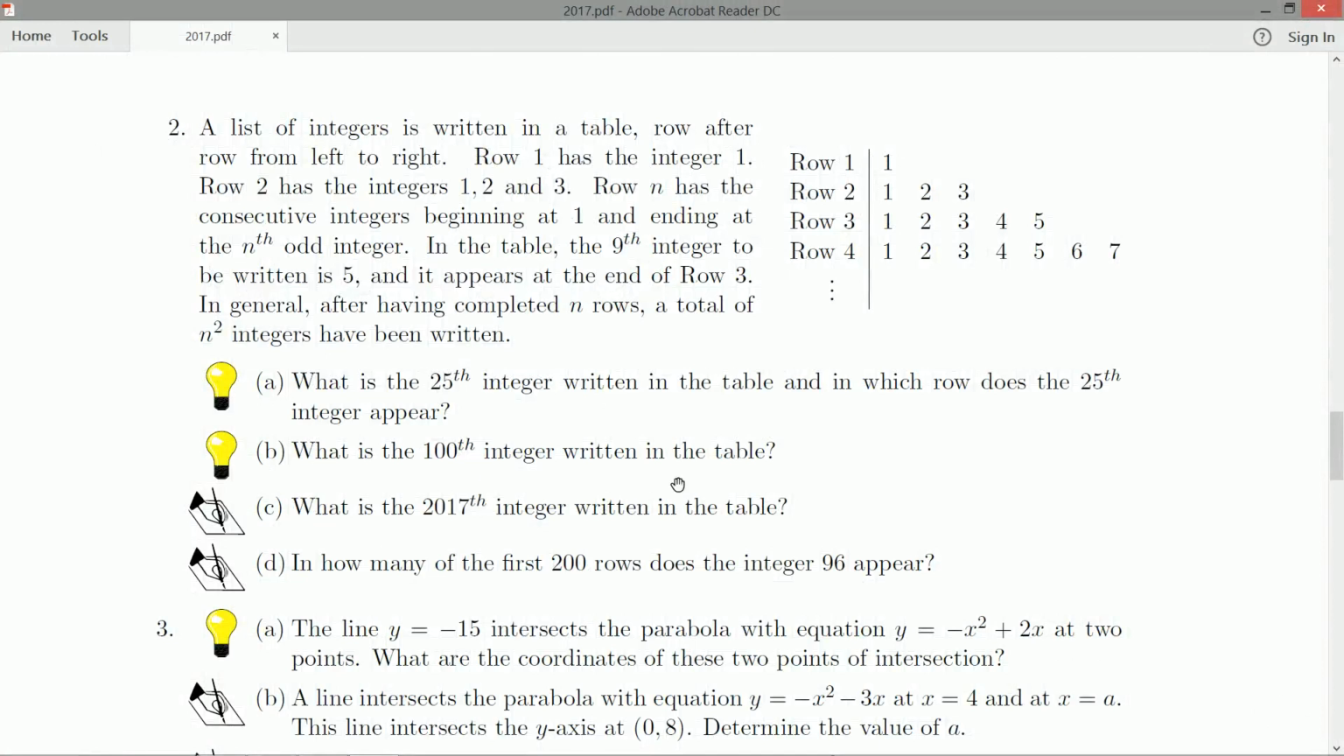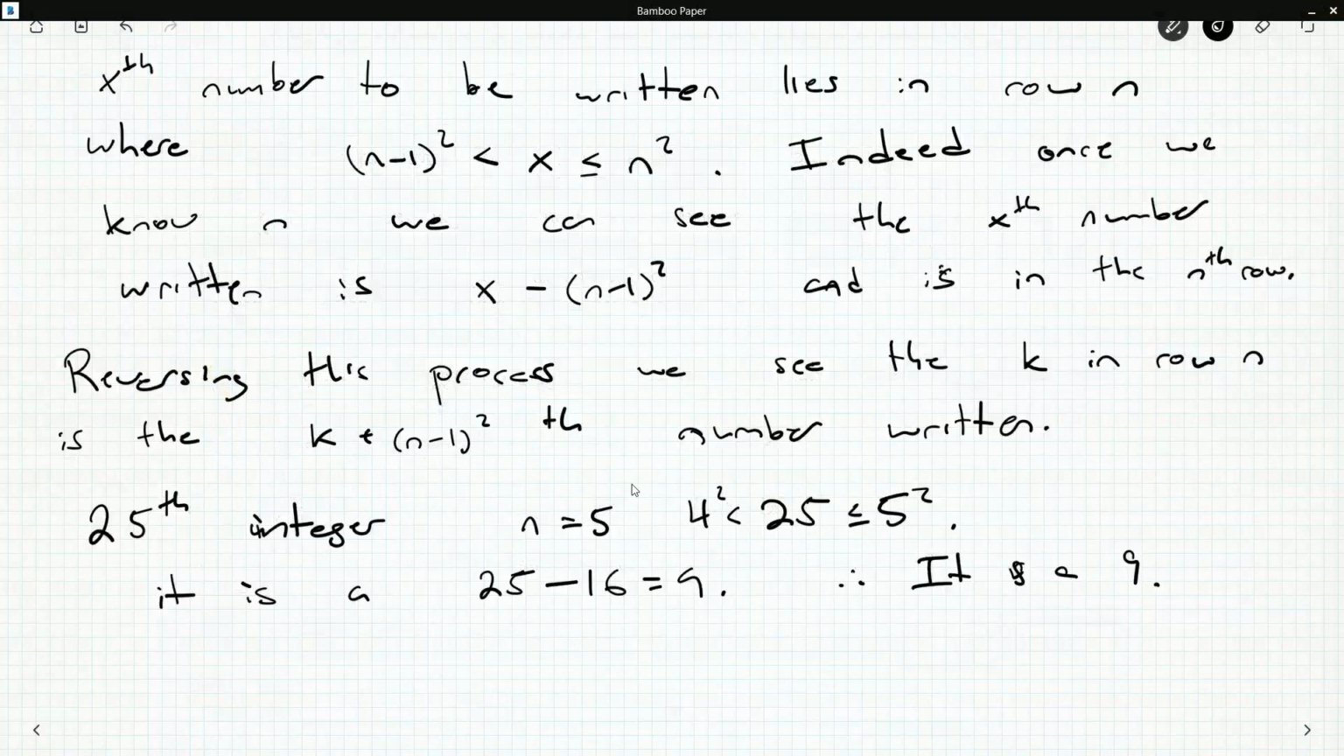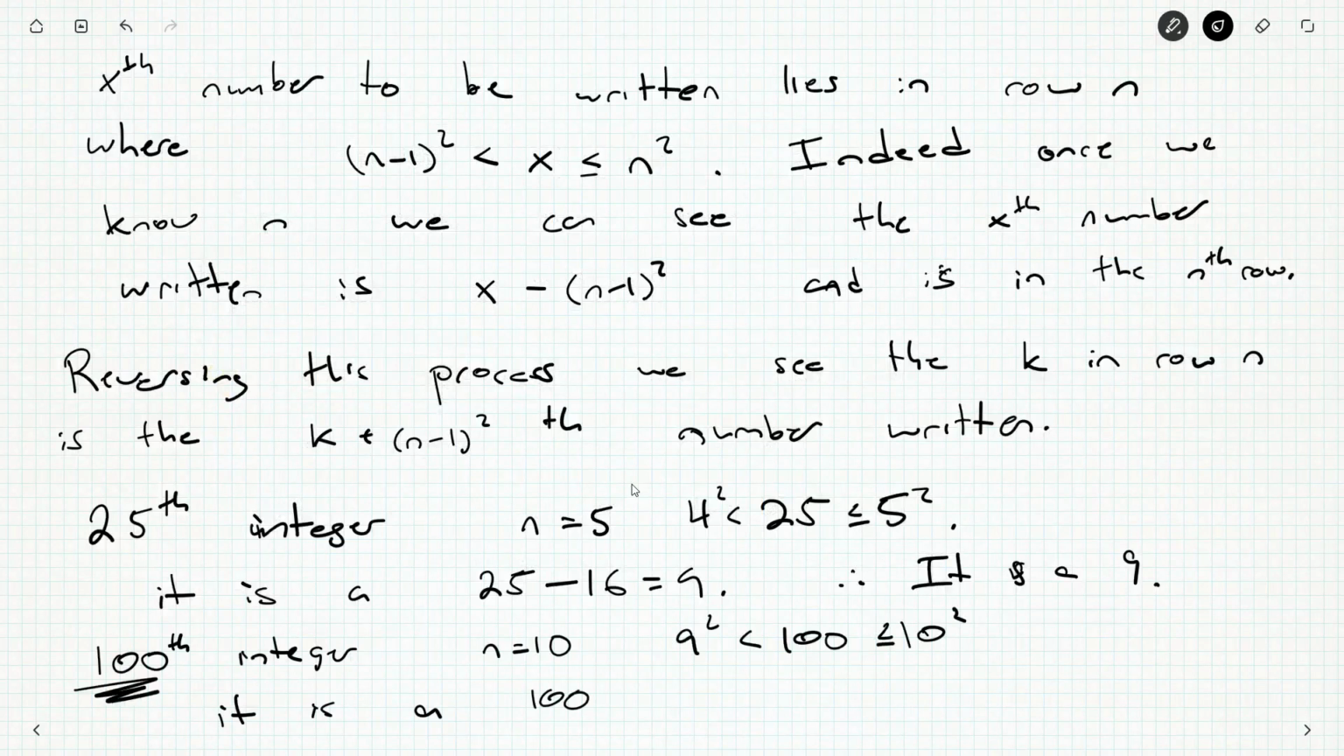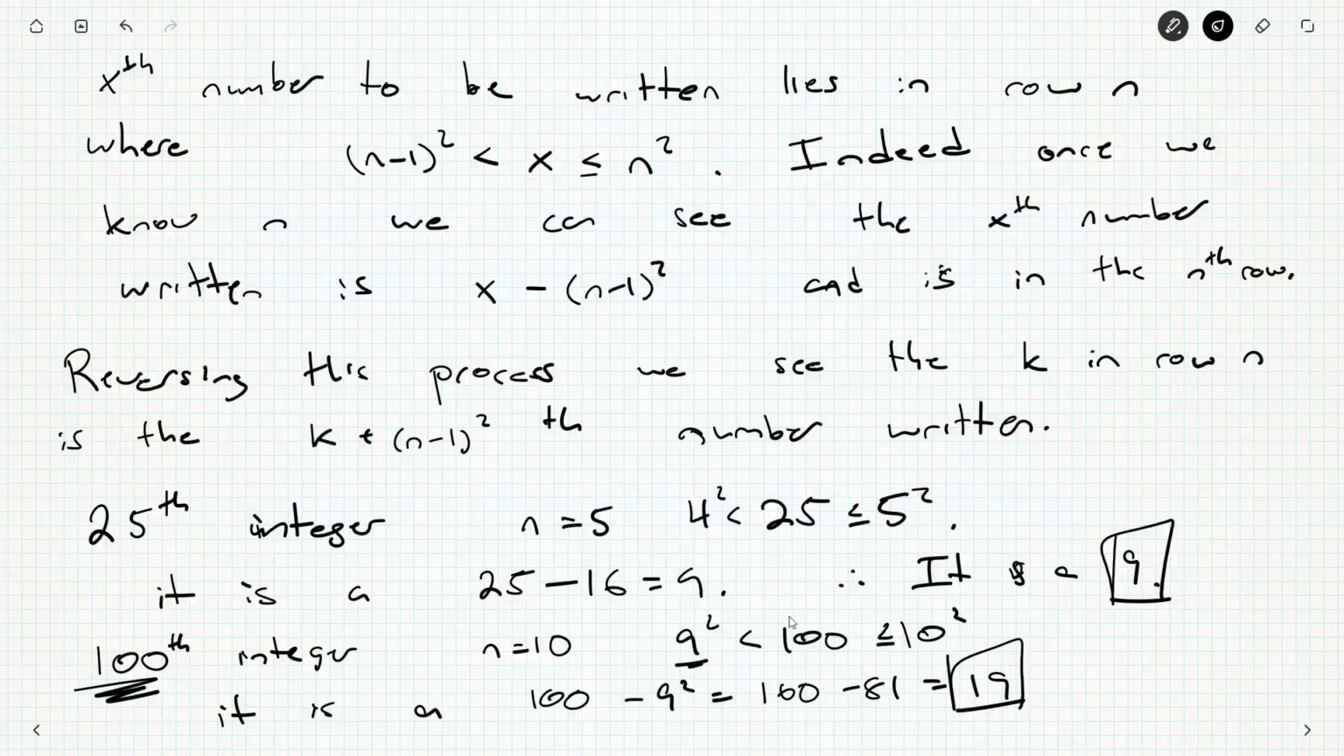Okay, B part. What is the 100th integer written in the table? This is another perfect square, so this isn't really challenging us a whole lot, but the 100th integer: n is going to be 10. Why is that? Because 9 squared is less than 100, but 100 is less than or equal to 10 squared. And it is a 100, because that's the number we're given, minus 9 squared. So it's going to be 100 minus 81. It's going to be a 19. So A and B, we knocked them off easily because we understand how the chart is put together.